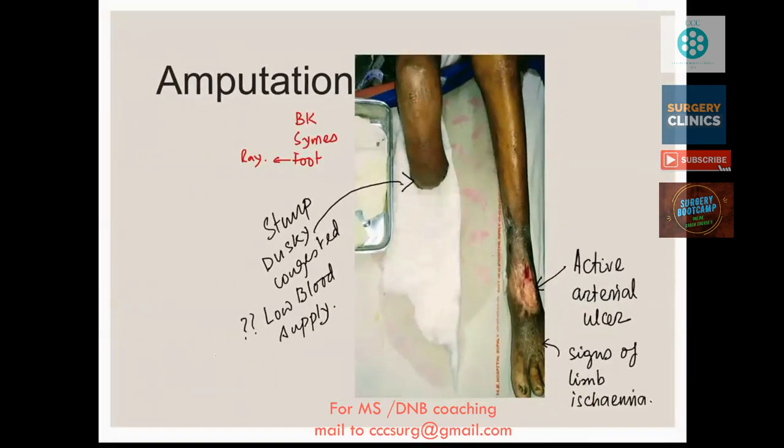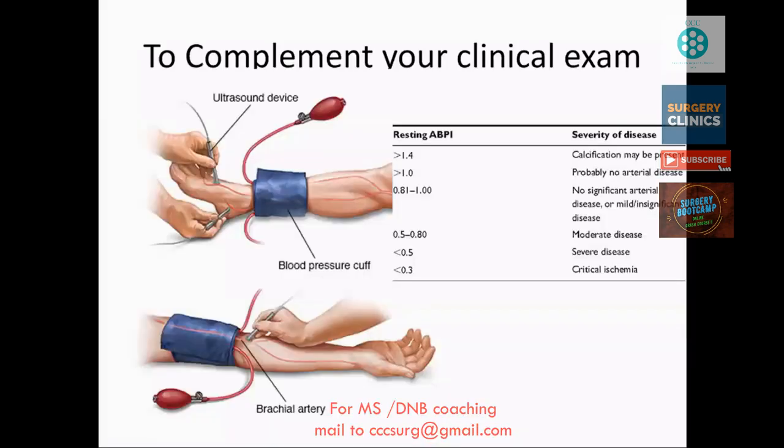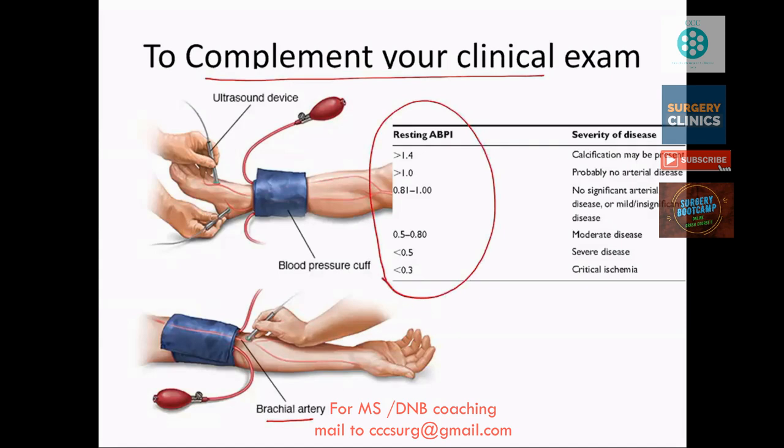Okay, right. Now, the next part is the upper limb, Allen's test is always important to see radial and ulnar. Thoracic outlet obstruction is seen by Adson's, Roos, and hyperabduction tests, which are sometimes required. Now, before you end up, it is good to measure something called ABPI and say to the examiner, that to complement my exam, I will require to measure the ABPI in this patient.